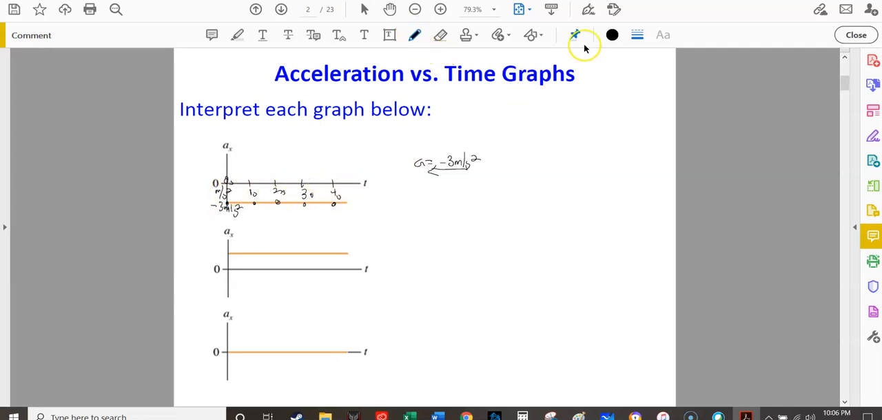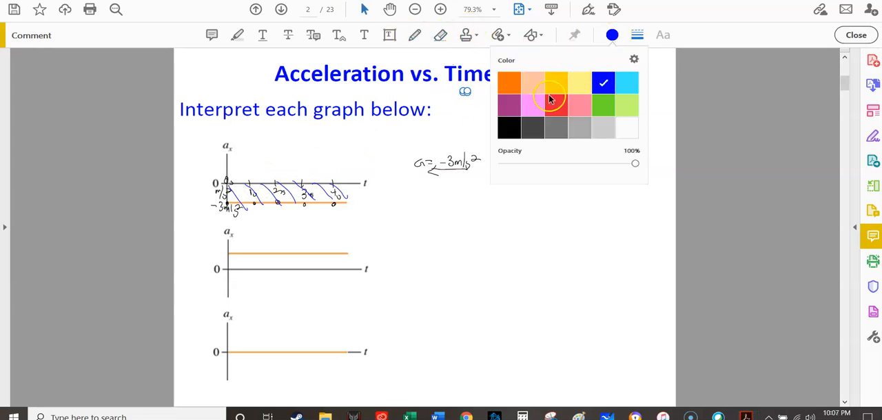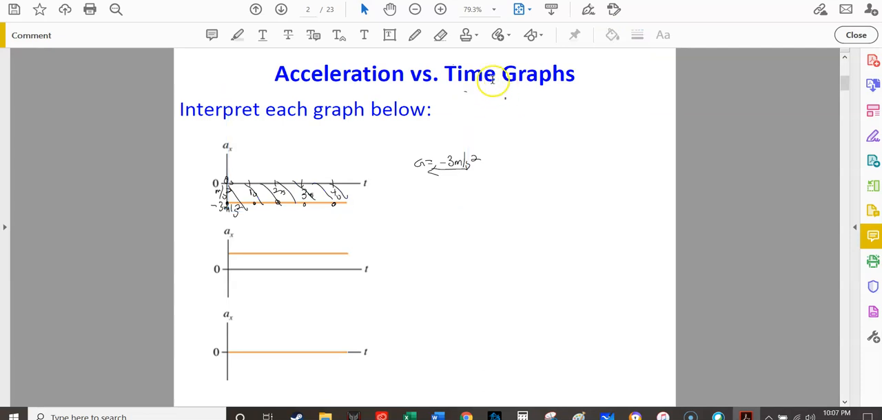And here's what I'm saying. I'm going to fill in the area here. Just like velocity versus time graphs talk about displacement, this acceleration versus time graph is talking about change in velocity. When I talk about change in velocity, I'm talking about the strict interpretation that acceleration is equal to the change in velocity over the change in time.